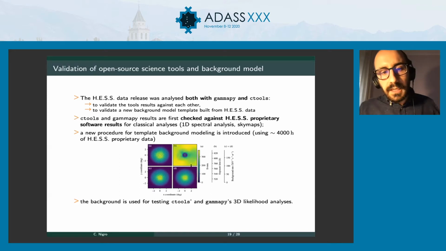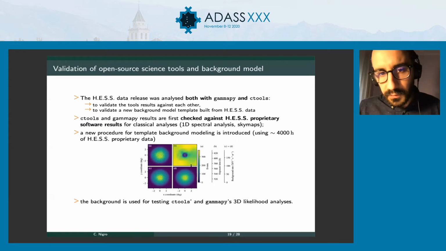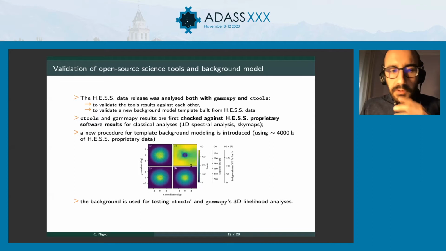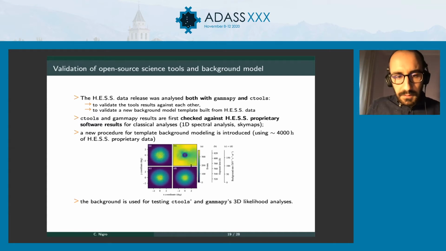So Ctools and Gammapy were tested against each other, and this time they were checked not against the literature, but against the results of the HESS proprietary software. So against the classical custom software that produces 1D spectral analysis. A new procedure for template background modeling is introduced, like in the previous paper, but this time they use a lot more proprietary data to build the background. This is used to test Ctools and Gammapy 3D likelihood analysis.